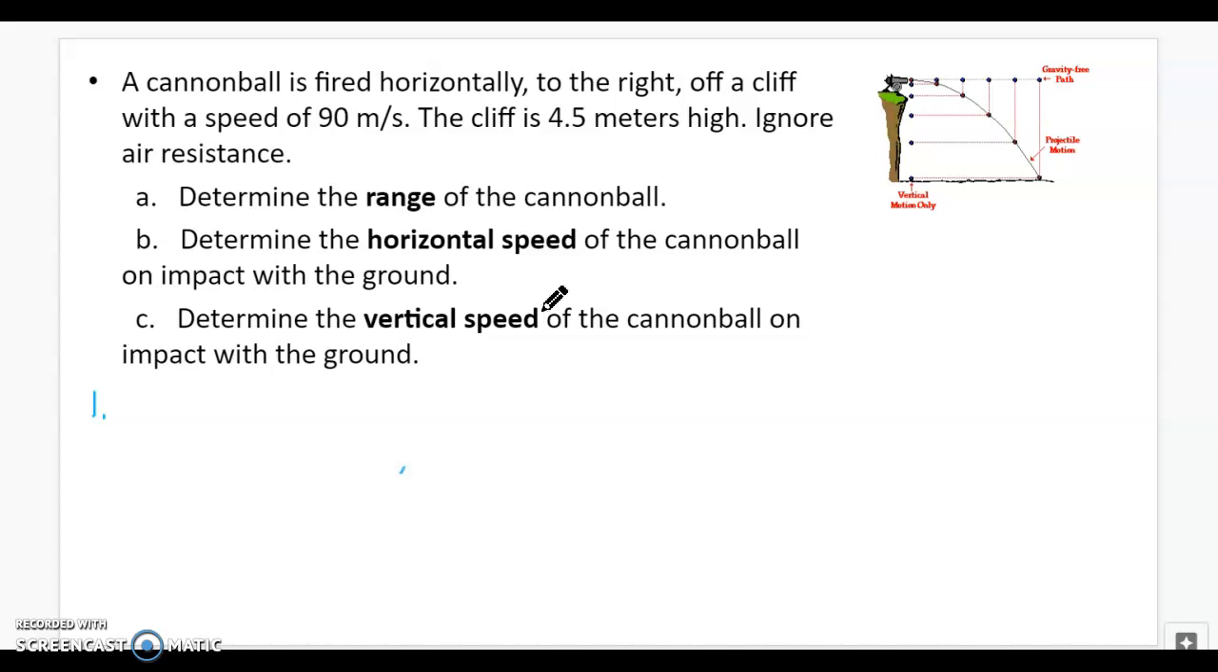So here we go. This first step, we split it up, X and Y, halfway across your paper. You got to keep these things separate. And these equations that we've been using, write them at the top of your paper: V equals D over T, and D equals VI times T plus 1/2 AT squared, and VF equals VI plus A times T.